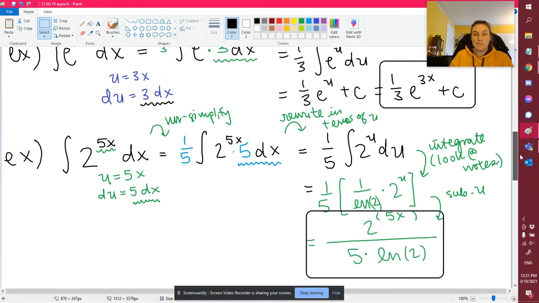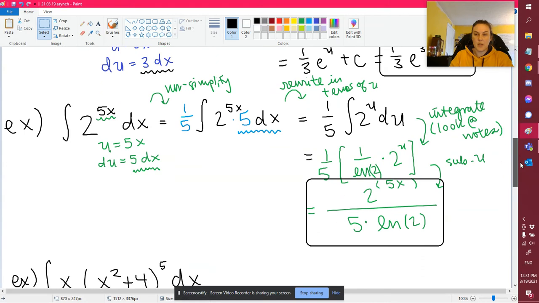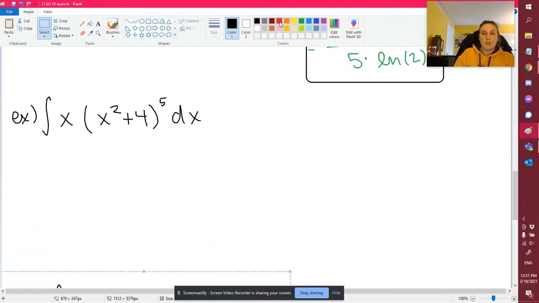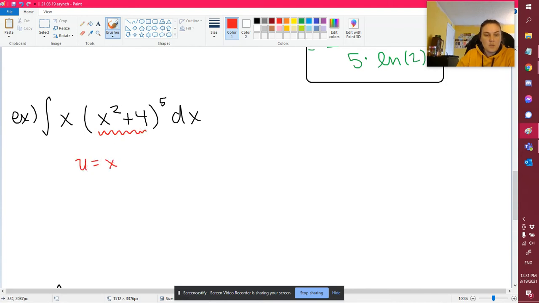If you have any questions on these, message me on Teams, come to office hours, but hopefully that makes sense. Let's keep going. If we're integrating x times quantity x squared plus 4 to the 5th dx, our inside function is x squared plus 4. The derivative of this is 2x dx. So we're looking for a 2x dx in our equation, right? Right now we've got a 1x dx.